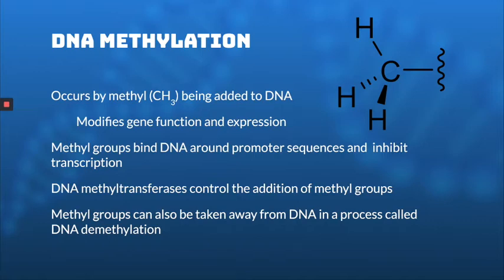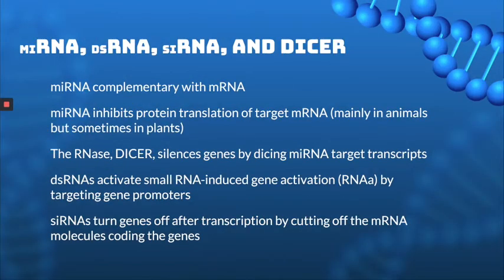Very creative name. Now we're going to talk a little bit about miRNA. MicroRNA is complementary to mRNA, and it inhibits the protein translation of target mRNA. This is mainly in animal cells, but sometimes it happens in plant cells. Not often, though.